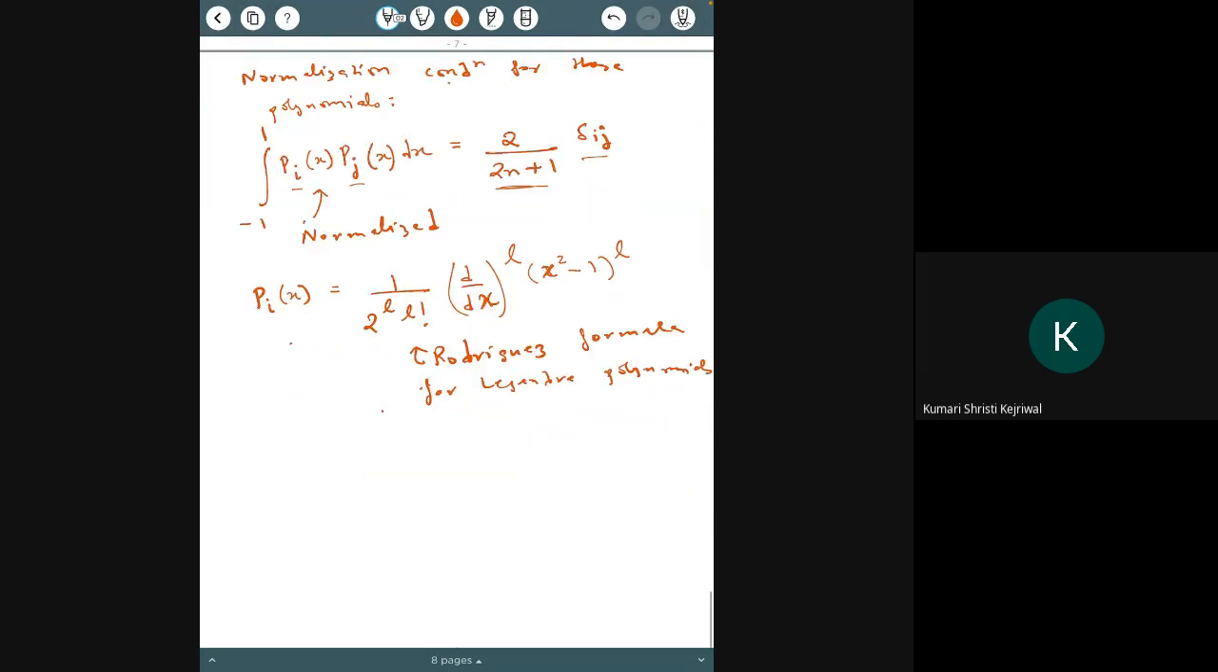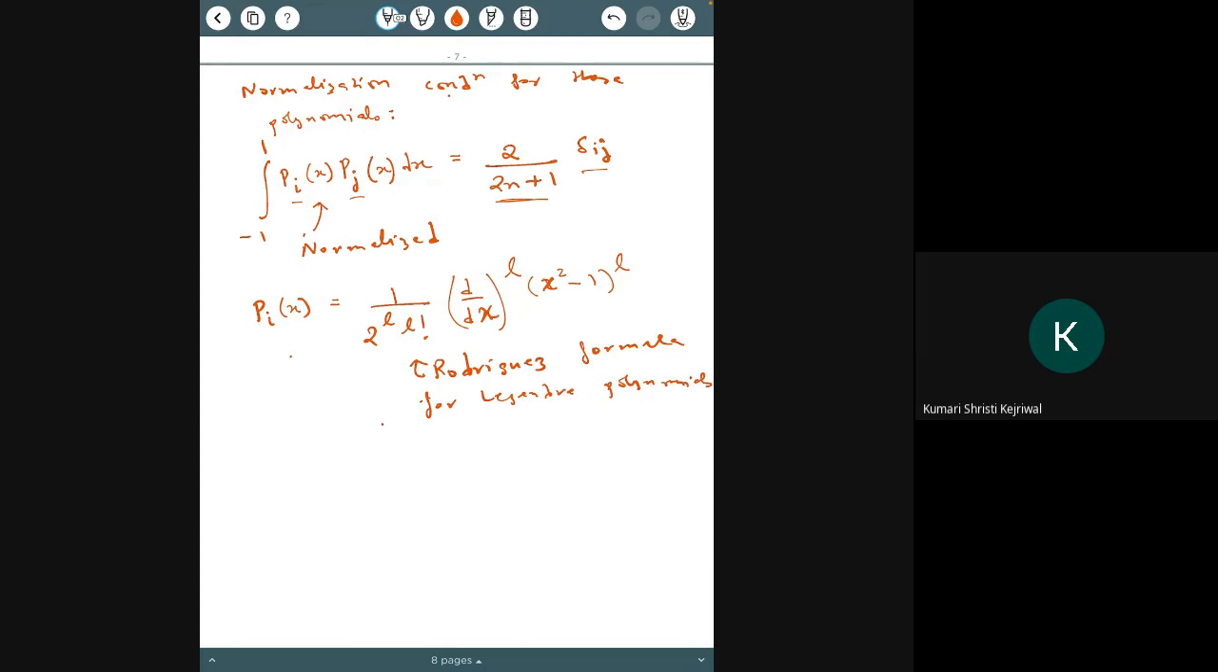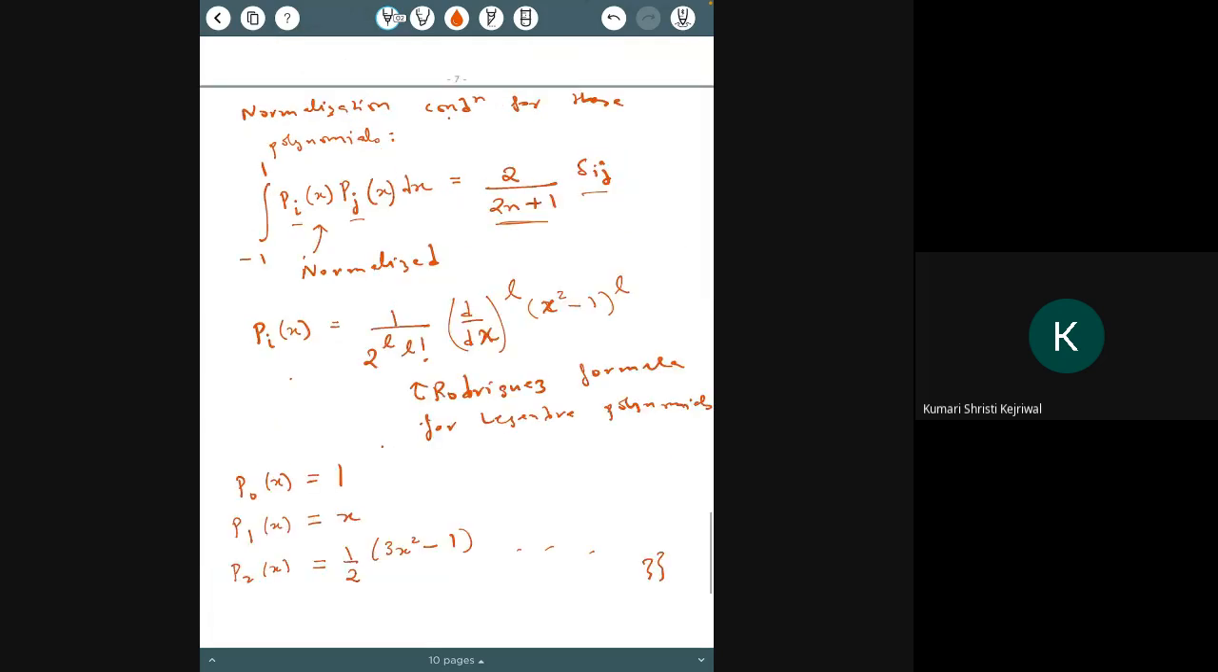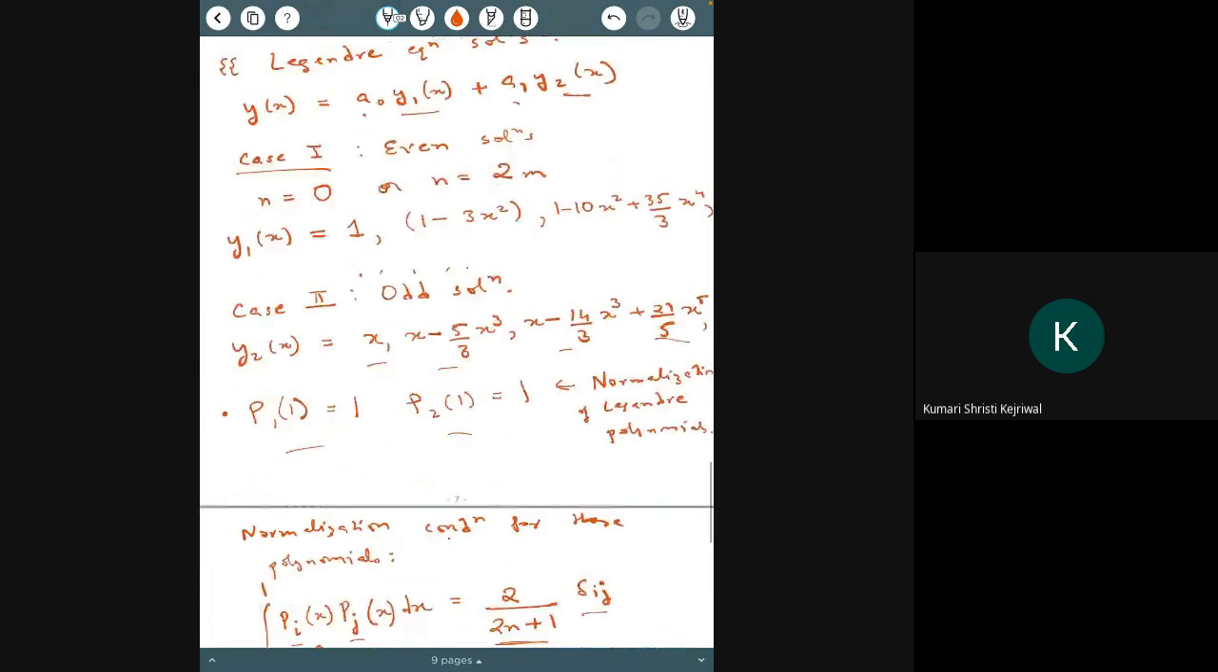And what do they look like? So some values. P0(x) is 1, P1(x) is x, P2(x) is half of (3x squared minus 1), and so on. Fine. So this is just a sort of mathematical interlude about Legendre polynomials.